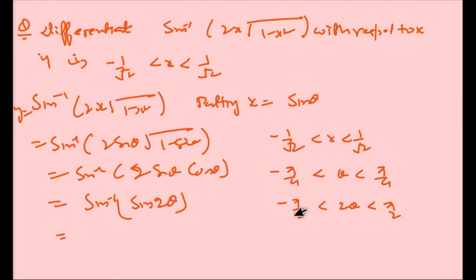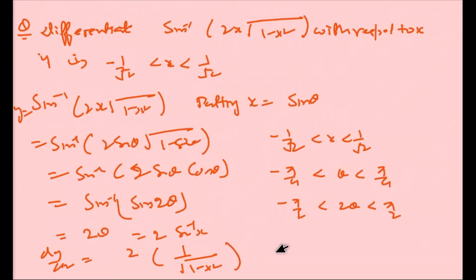Now this is our range, so we can take 2 theta. So this is equal to 2 theta. Okay. Now we can write here 2 sine inverse x. So therefore dy by dx equals 2 into 1 upon root 1 minus x square. It is the differential formula, you know that. Okay, so this is your required answer.